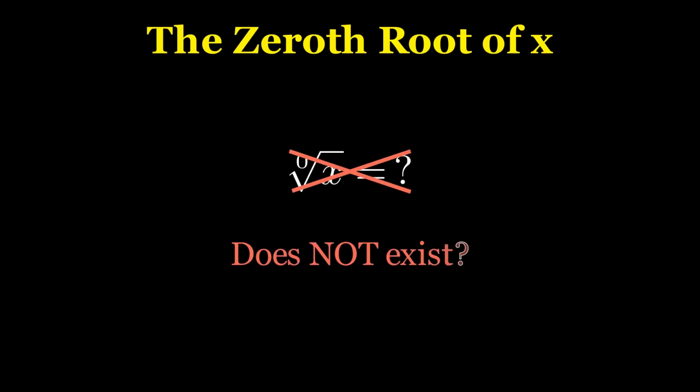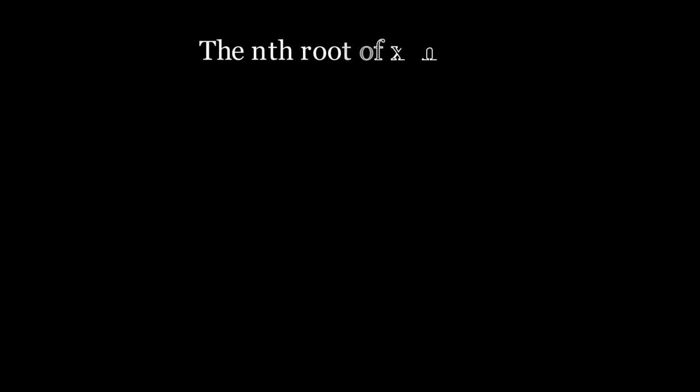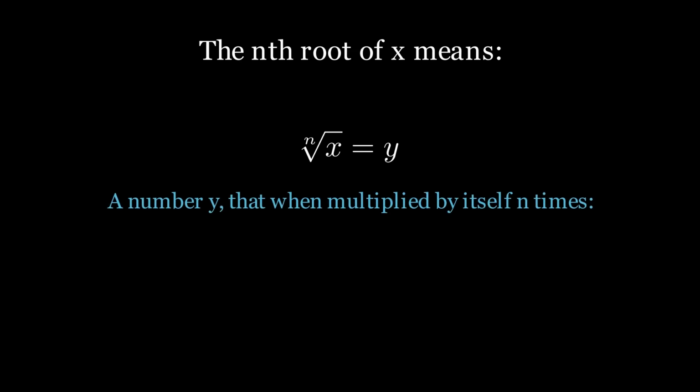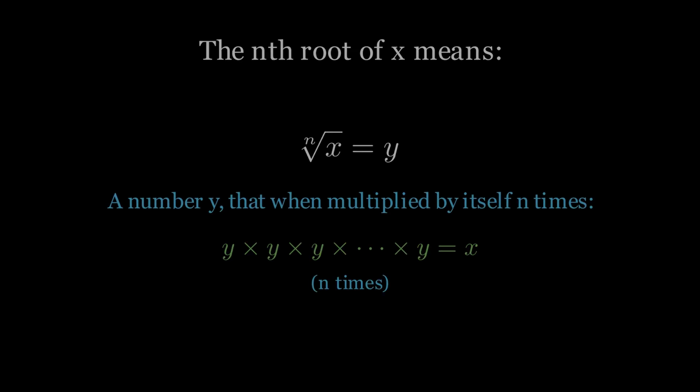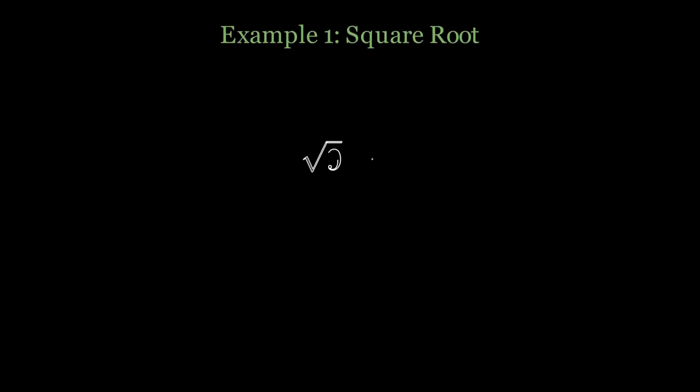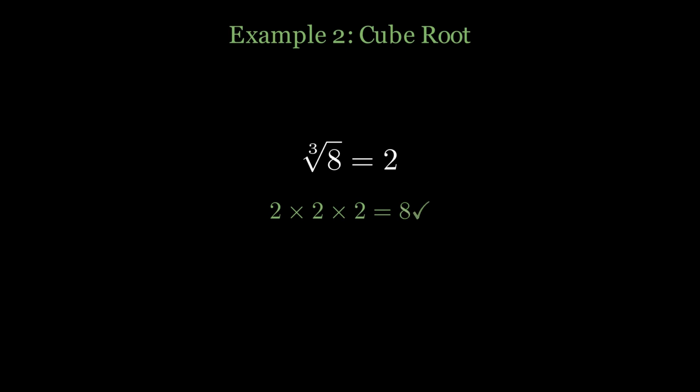Let's understand what the zeroth root of x really means, and why it doesn't actually exist, even though it sounds like it should. The nth root of x means a number, let's call it y, that when multiplied by itself n times gives x. For example, the square root of 9 is 3, because 3 times 3 equals 9. The cube root of 8 is 2, because 2 times 2 times 2 equals 8.